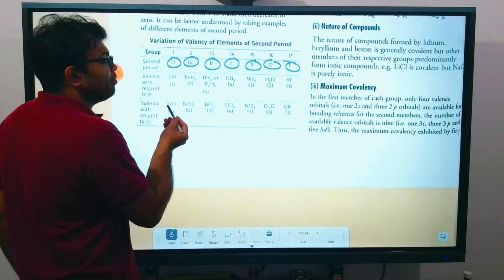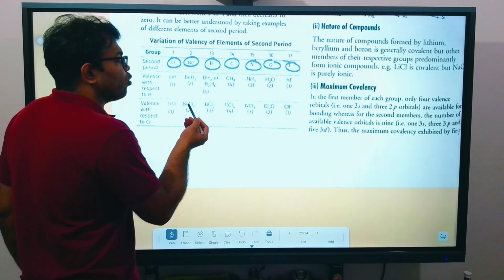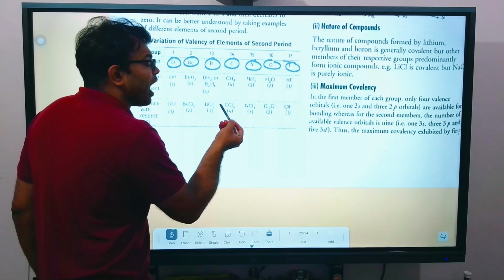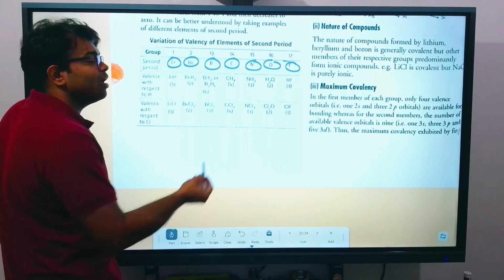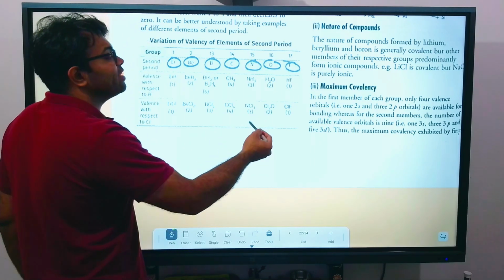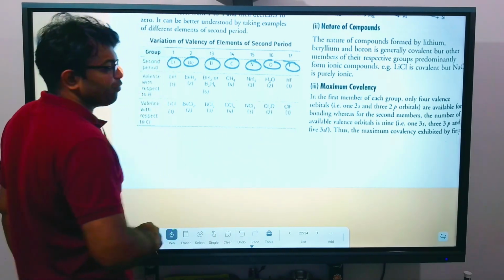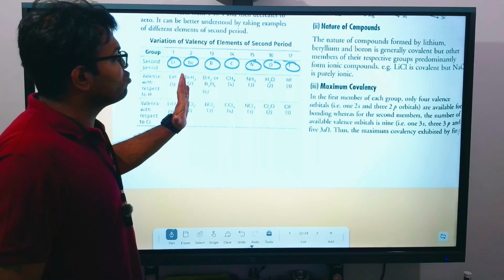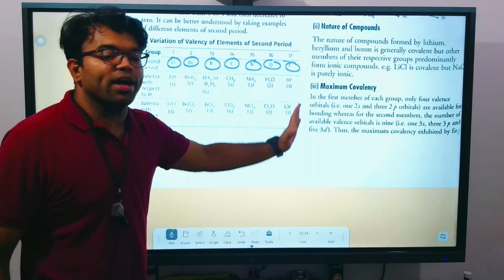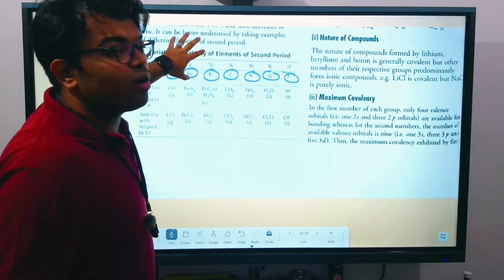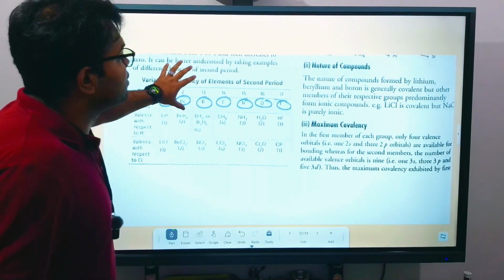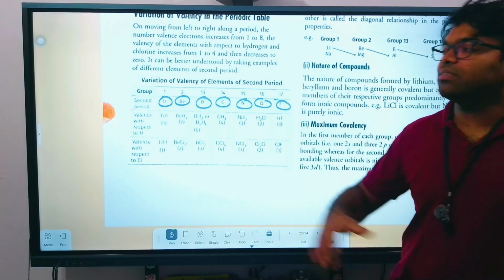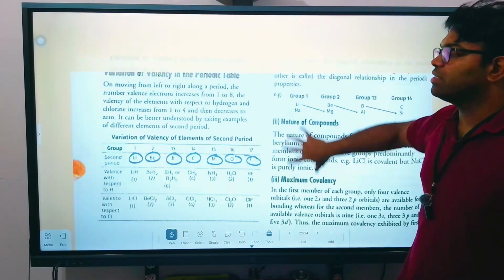Look at this. Lithium chloride, LiCl, beryllium chloride, BeCl2, boron chloride, that is BCl3, carbon tetrachloride, that is CCl4, and nitrogen trichloride, NCl3, Cl2O, and ClF. Okay, again, what is happening? +1, +2, +3, +4, 3, 2, 1, 0. Again, for the noble gases, it will become 0. That's how the valency varies for the elements in a period from left to right. Okay, this is what's happening.